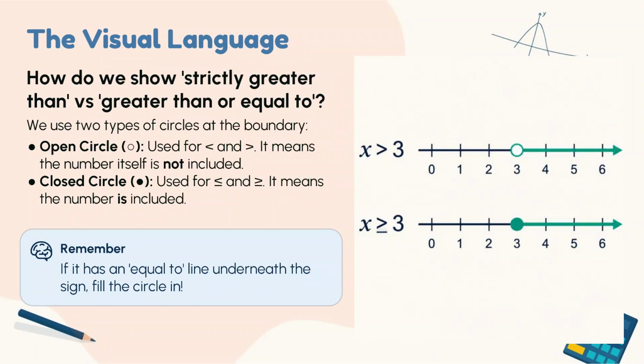Now let's look at the visual language of inequalities. On a number line, we use circles to show whether the boundary value is included. An open circle is used for less than or greater than. That means the boundary number is not included. A closed circle is used for less than or equal to or greater than or equal to. That means the boundary number is included. A helpful rule is this. If the inequality symbol has an equal to line underneath it, fill the circle in.